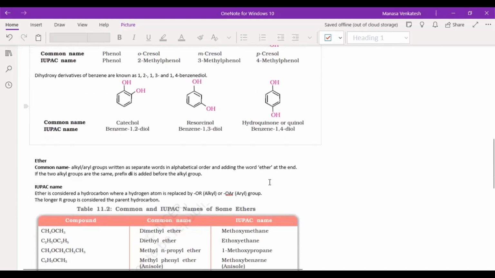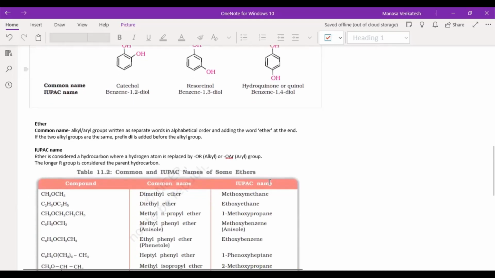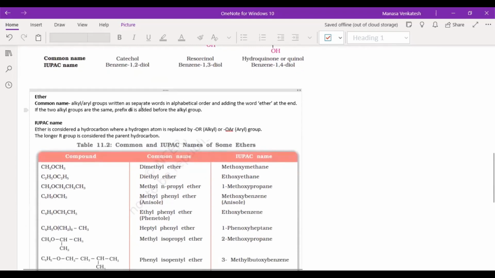Next, let's start with ethers. For ethers, in the general common name, you have the basic alkyl groups which are attached. So CH3OCH3, the two methyl groups, is dimethyl ether. That's it. So the common names are just an arrangement of the alkyl groups in alphabetical order. So methyl n-propyl, M comes before P. So methyl n-propyl ether is CH3O, C3H7, that is CH3O, CH2, CH2, and CH3.